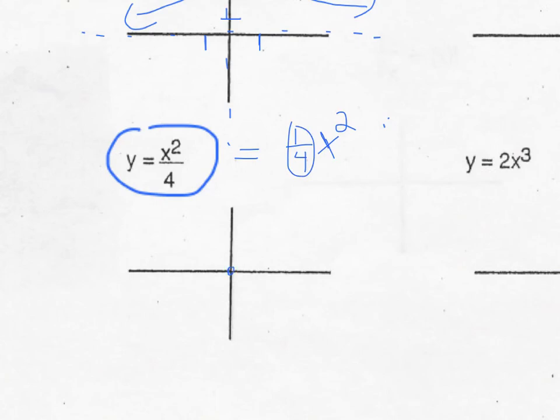Now the origin is still going to be the vertex. But now if I go to the right 1, I only go up 1/4. So I have a point there. I go to the left 1, I only go up 1/4. And you can see, let's do that right there. You can see it's going to get wider. You have 2 or 3 points. That's it. You have your graph.